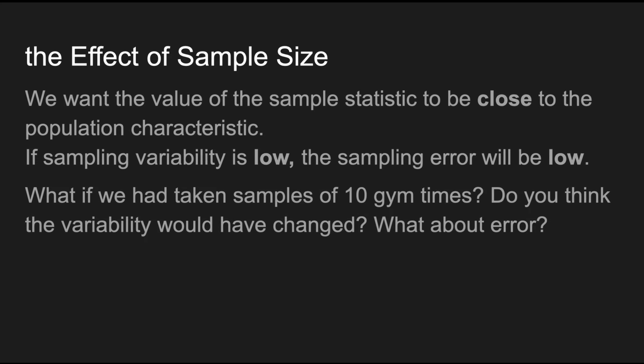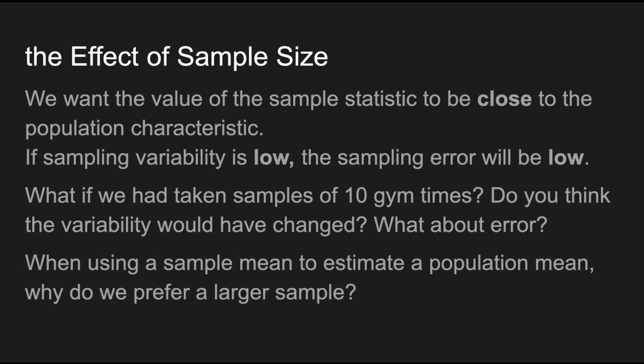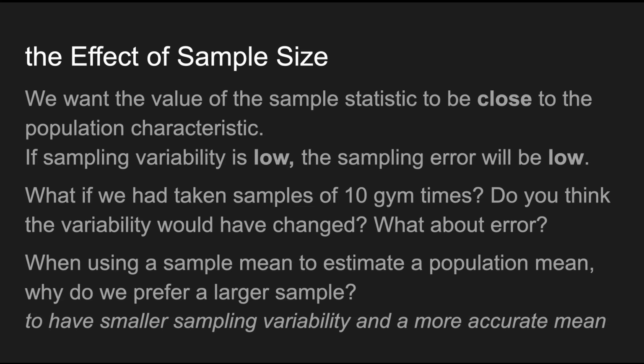So if we had taken a sample of 10 times, do you think the variability would have changed? Would it be higher or lower? What about the sampling error? Do you think that would have been higher or lower? When using a sample mean to estimate a population mean, why do we prefer a larger sample? Why would it be better to take a sample of 10 gym times instead of 5? Well, because it gives us smaller sampling variability and a more accurate mean.